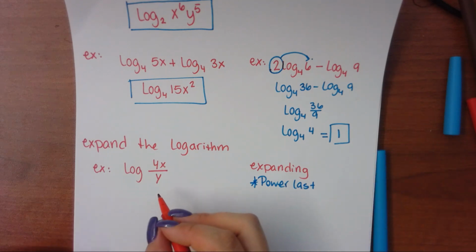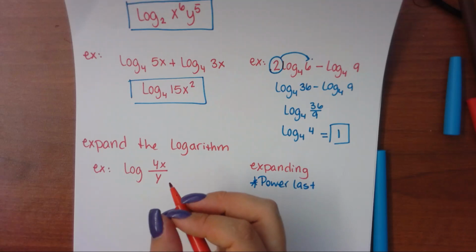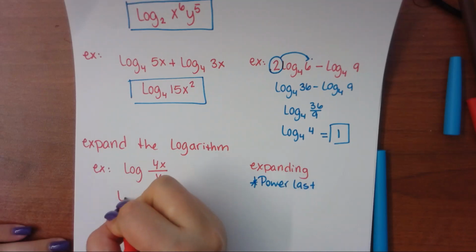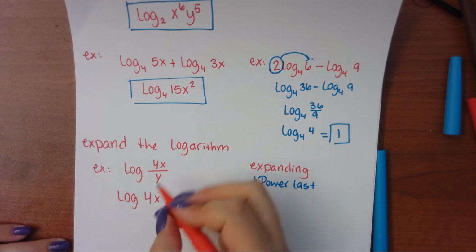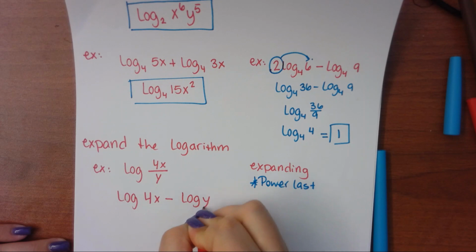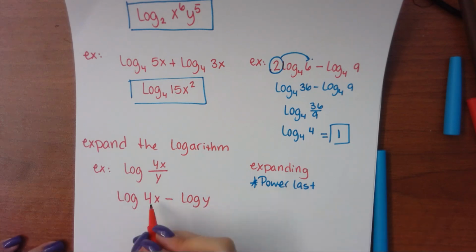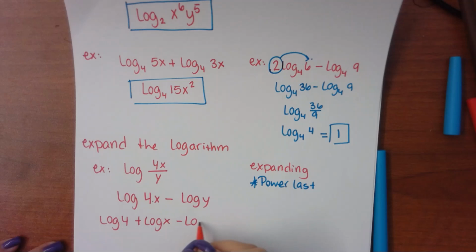Now in this case I have both. I have product and I have quotient. You can do it in stages. I could write this as log base 10, because this is 10, there's no base. So log of 4x minus log of y. And then I can do the addition. So the addition would be to separate these. So I have log of 4 plus log of x minus log of y.